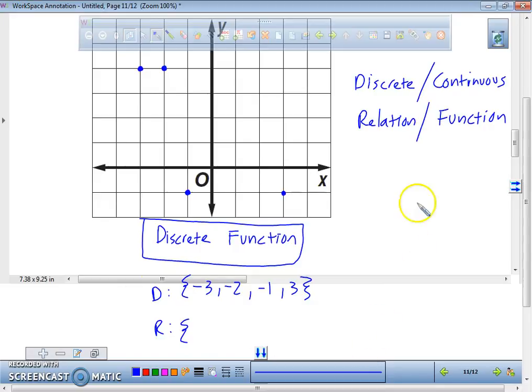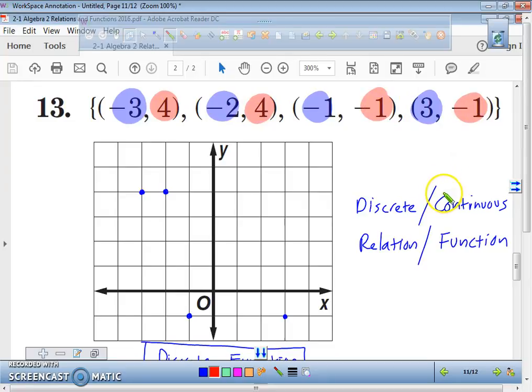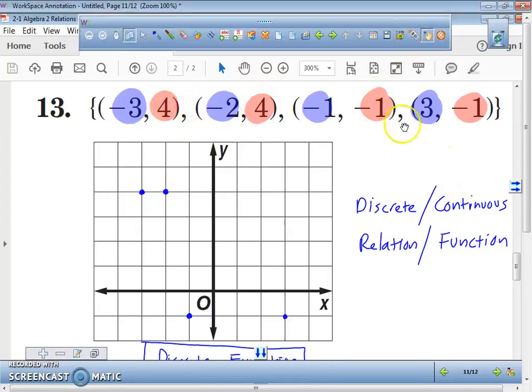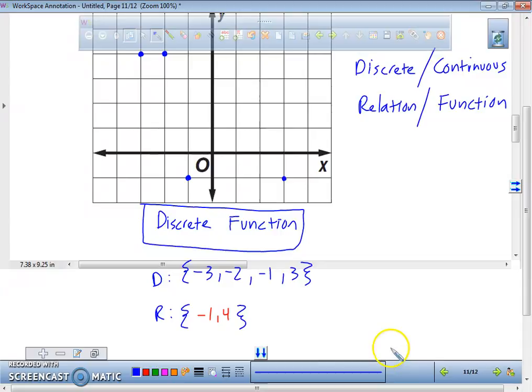Then we look at my range. Scroll back up. I'm going to highlight my range in red. 4, 4, -1, -1. Now the cool thing about labeling your domain or range is you don't have to repeat numbers. So I don't have to say 4, 4, -1, -1. I like to put things in order. So I'm just going to say my range is -1, 4. That's my range.